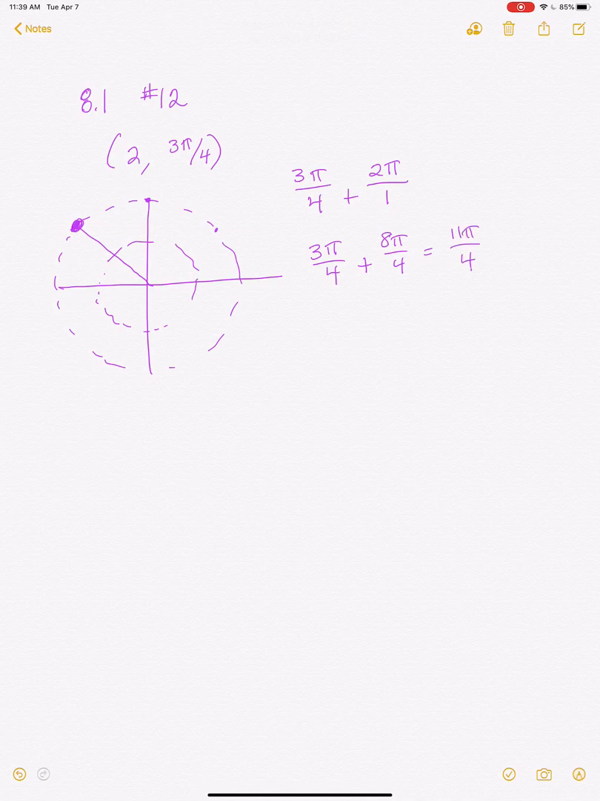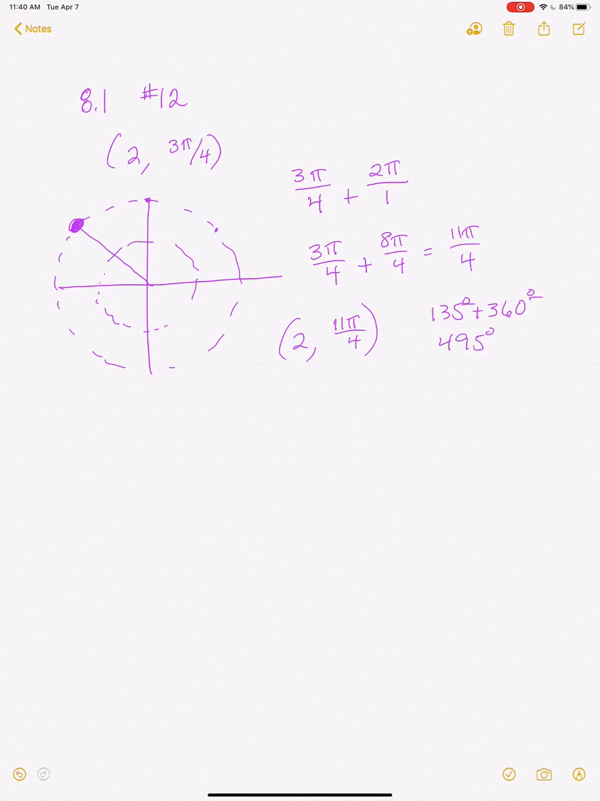So another polar coordinate that would land me at this exact same point would be (2, 11 pi over 4), because my distance isn't going to change. It's still going to be 2. And you know, as long as you use the degree symbol, you could use degrees too. You could use 135 degrees plus 360 and get that angle there. Just make sure, like I said, that you use the degree symbol.